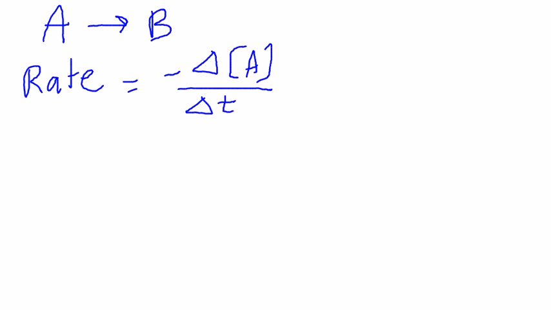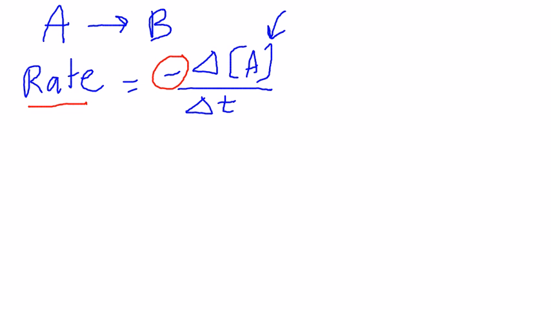Notice that I have a negative sign here. This negative sign means that A is disappearing. So I can follow the rate of the reaction by the rate at which A disappears. These brackets over here refer to concentration. When you see a molecule in brackets like that, that's concentration in molar units.